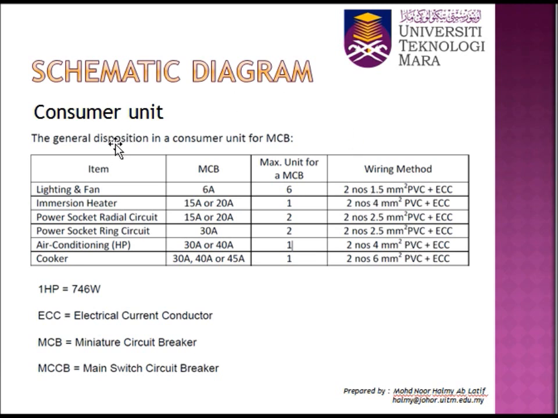So in a consumer unit, basically this is all in the MCB. Okay, so we have lighting and fan, emission heater, power socket radial circuit, power socket ring circuit, air conditioning and cooker.